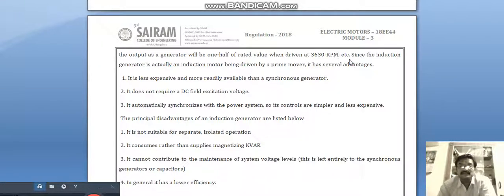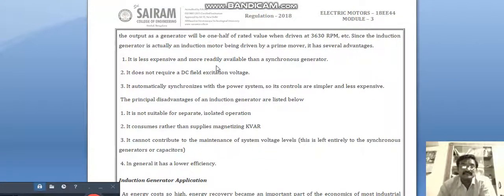Since the induction generator is actually an induction motor being driven by a prime mover, it has several advantages. It is less expensive and more readily available than a synchronous generator. It does not require any DC field excitation voltage. So synchronous generators are more expensive.